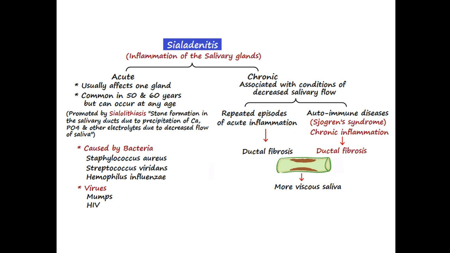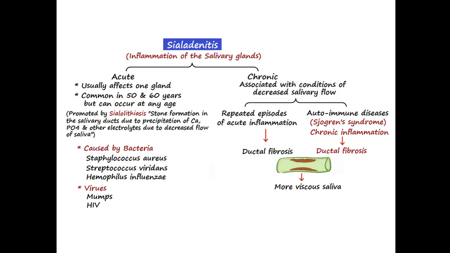Now, acute sialadenitis is favored by the formation of stones known as sialolithiasis. And this stone formation in the salivary duct occurs due to precipitation of calcium, phosphate, and other electrolytes. And this type of stones or sialolithiasis is most commonly associated with conditions which lead to decreased flow of the saliva.